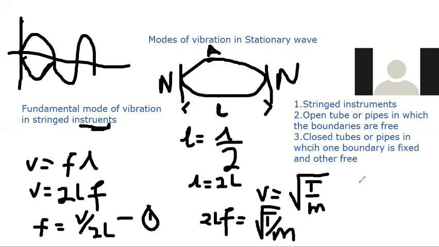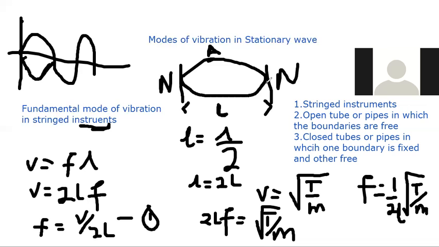Now, when we talk about variation, I'm talking about frequency. So frequency can be equal to 1 all over 2L times the root of the tension in the string all over the mass. It follows that the first mode of vibration in a string instrument, the fundamental frequency, is equal to 1 all over 2L times the root of the tension in the string all over the mass. Are you getting it?